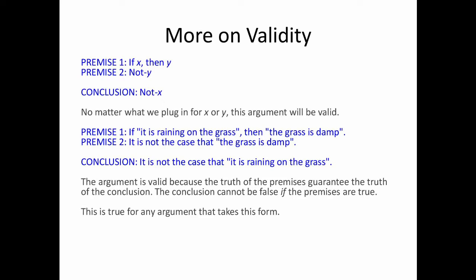Think about it this way. Let's plug in something very simple for X and Y. If it is raining outside, then the ground will be wet. So X is it's raining outside, and Y is the ground will be wet. So if it's raining outside, then the ground will be wet. The second premise is not Y: the ground is not wet. Therefore, it is not raining outside, right?